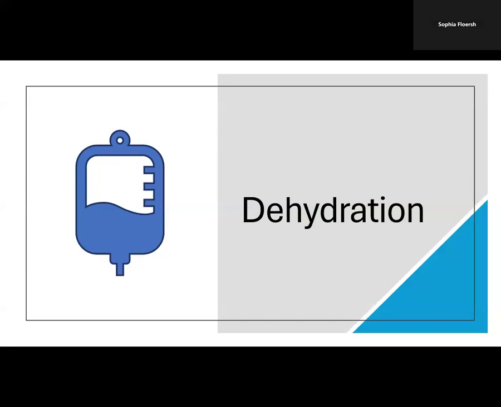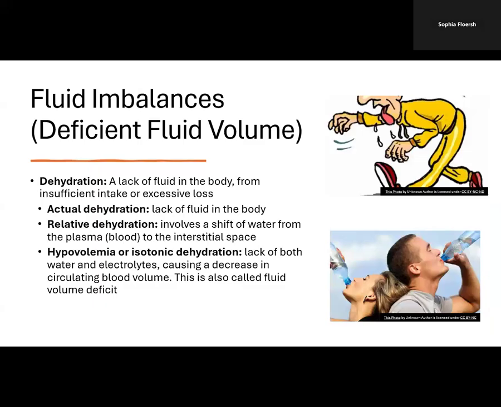Okay, so the first thing we're going to talk about is dehydration. Dehydration is the lack of fluid in the body from insufficient intake or excessive loss. You can have actual dehydration, which is the lack of fluid in the body. Relative dehydration involves a shift of water from the plasma to the interstitial space, or hypovolemia or isotonic dehydration, which is the lack of both water and electrolytes, causing a decrease in circulating blood volume. This is also called fluid volume deficit. So that's where you can have different types of dehydration.